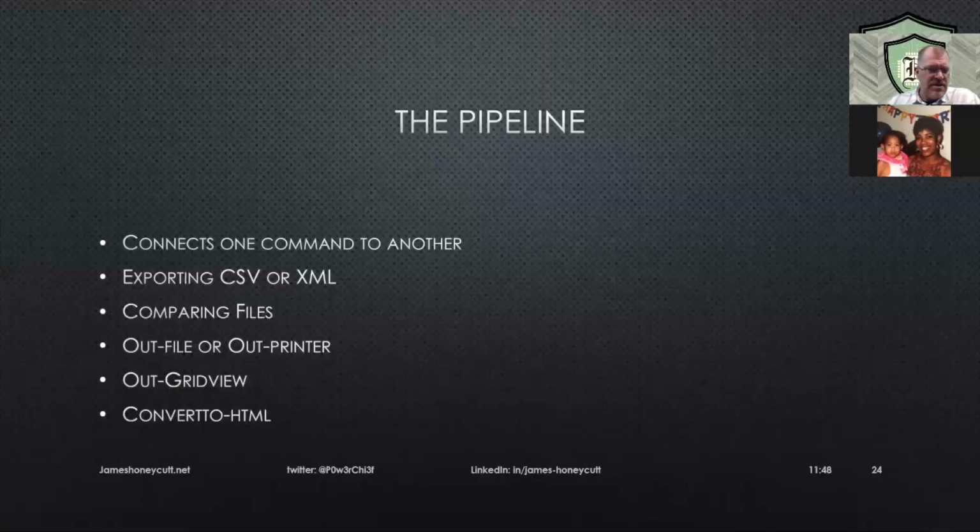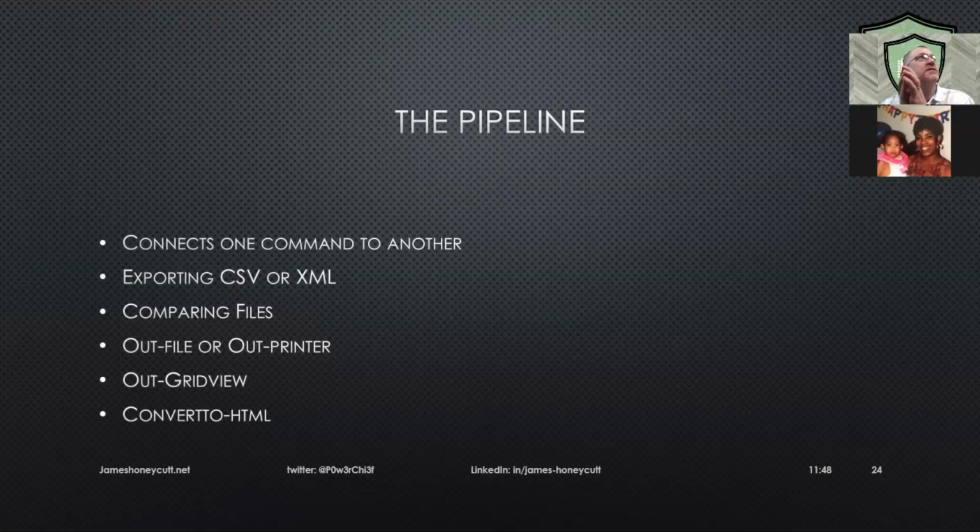So convert to HTML. We've seen that. So Out-File or Out-Printer. With Out-File, you could actually send it to any extension that is ASCII, I believe. So .txt, .doc, anything like that. Out-Printer will send your output to your default installed printer.